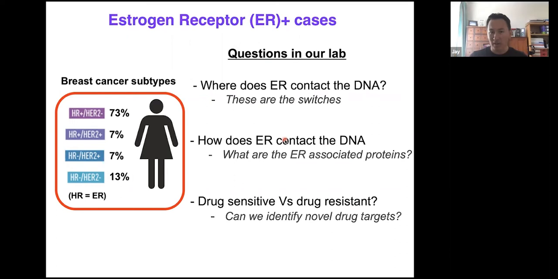And we've been very keen in trying to identify what these associated proteins are. And ultimately, we're really keen in trying to identify the commonalities and the differences in drug-sensitive versus drug-resistant contexts, really with the idea of trying to identify key nodes or molecules that might be of therapeutic relevance.